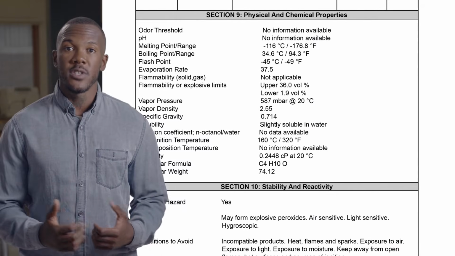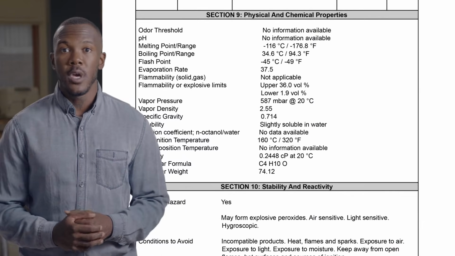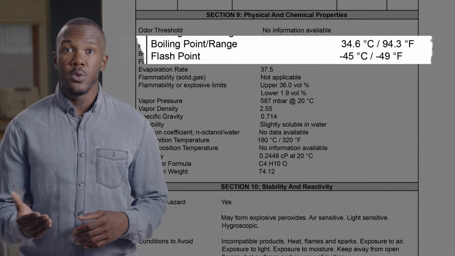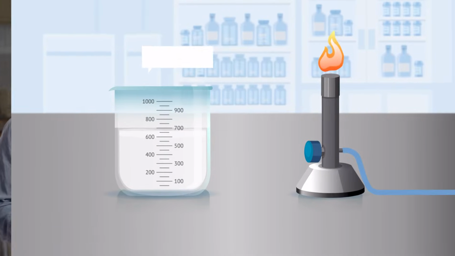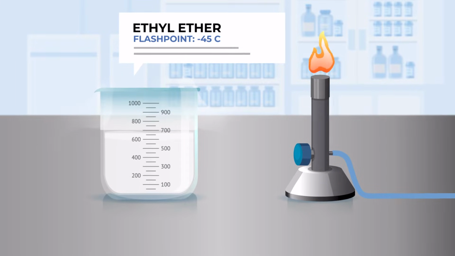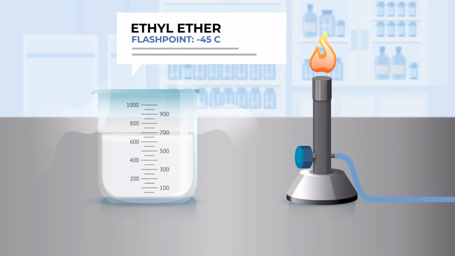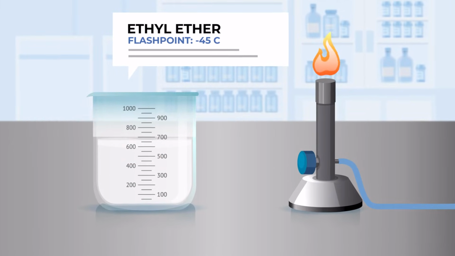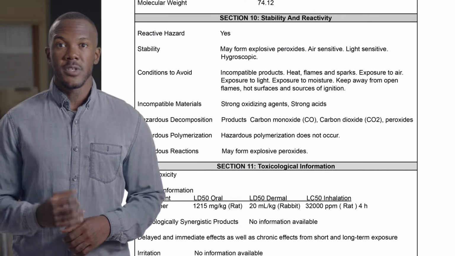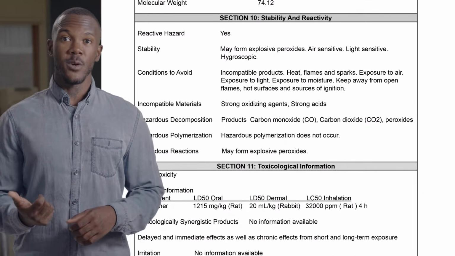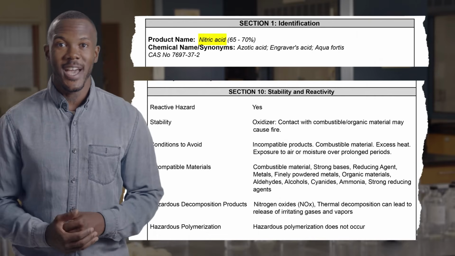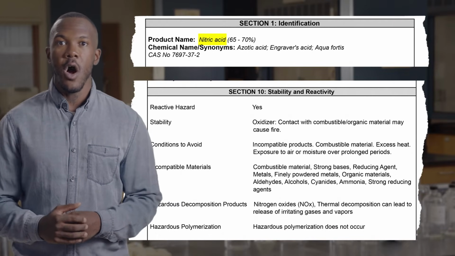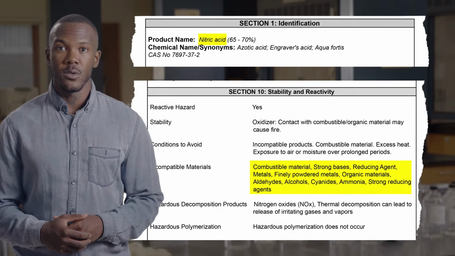Section 9 summarizes physical and chemical properties. The boiling point and flash point are used to determine flammability. For example, the flash point for ethyl ether is quite low at negative 45 degrees Celsius. This indicates that vapor easily forms and could ignite at room temperature. Section 10 tells us about the stability and reactivity of the chemical. For example, nitric acid is very reactive and has a long list of known incompatible chemicals.